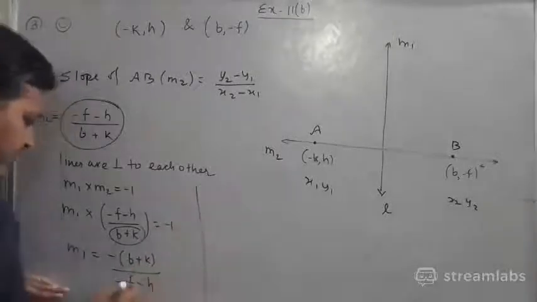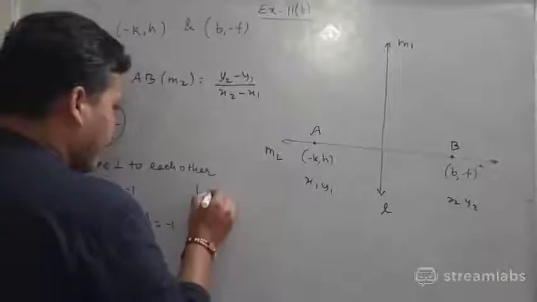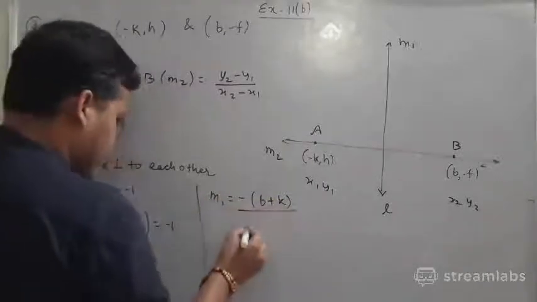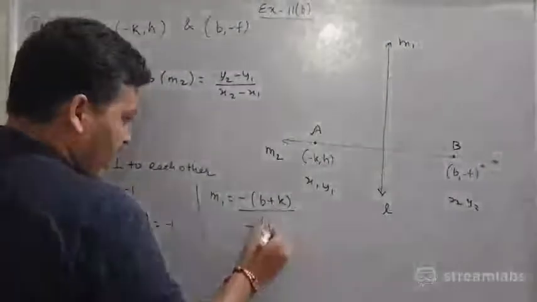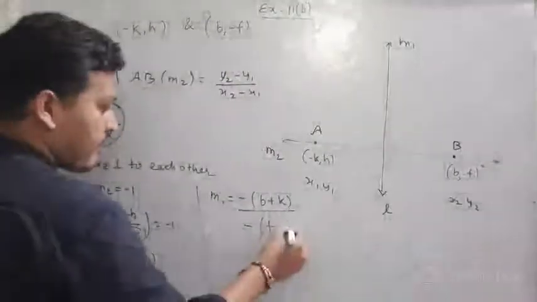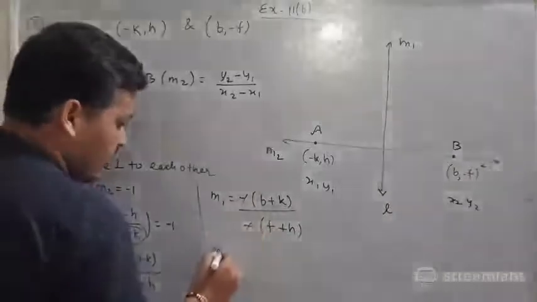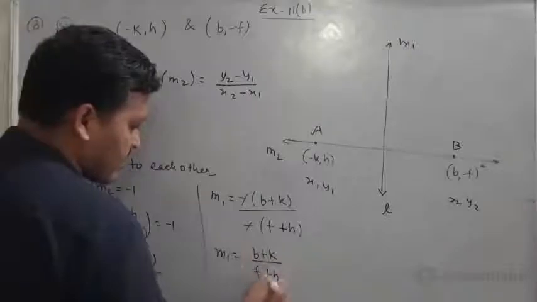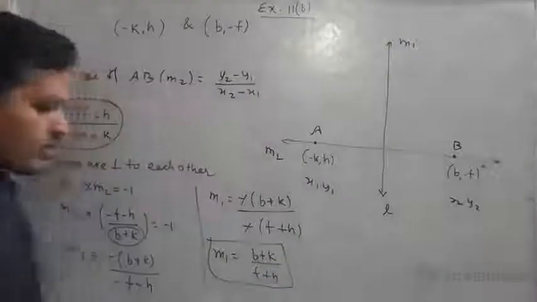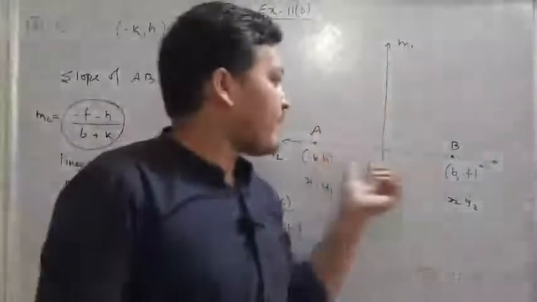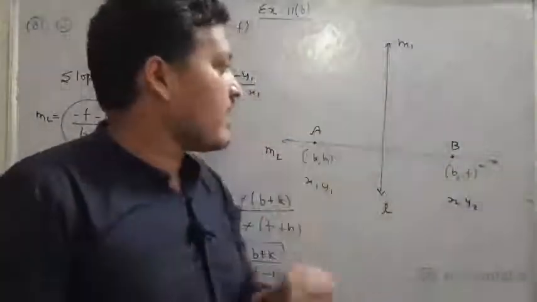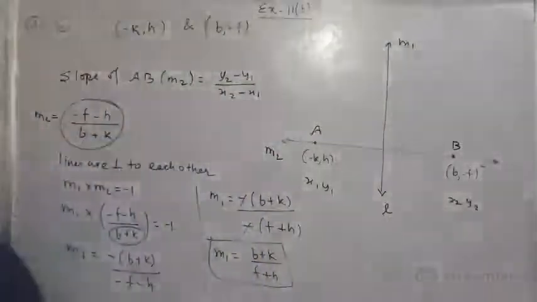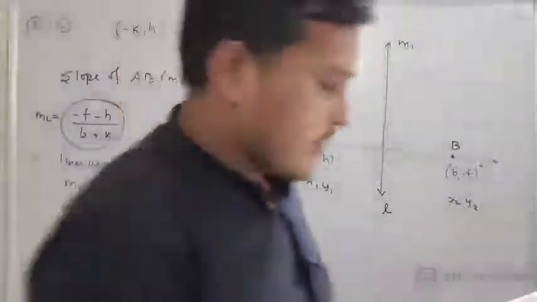So when we solve it, take minus as common in the denominator. So m1 is equal to minus (b plus k) upon minus common, then (f plus h) is remaining, so minus cancels out. So m1 is equal to (b plus k) upon (f plus h). This is the solution of this question. The slope of the line which is perpendicular to the line whose points are given is (b plus k) upon (f plus h). This is the solution. Okay, very good.